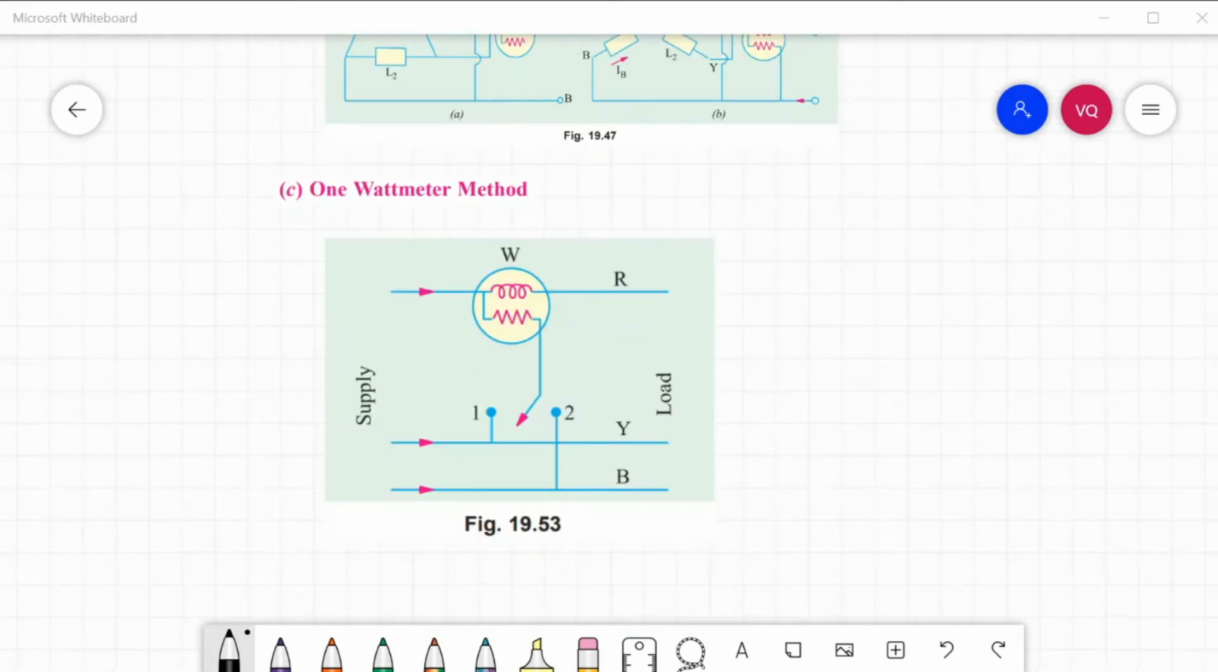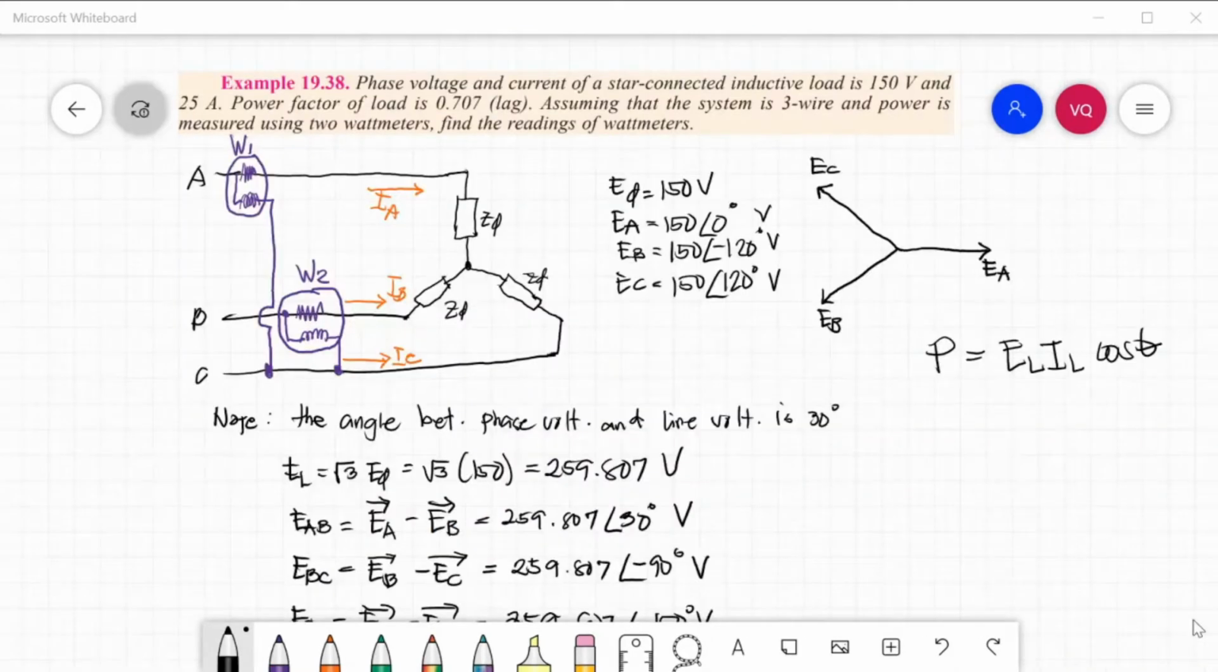The third one is the 1-wattmeter method. In this method, a single wattmeter is used to obtain the two readings which are obtained by the 2 wattmeters. This method can, however, be used only when the load is balanced. Let's have an example in the wattmeter method. But before you watch this one, kindly watch the first video that I posted in our MVLE.